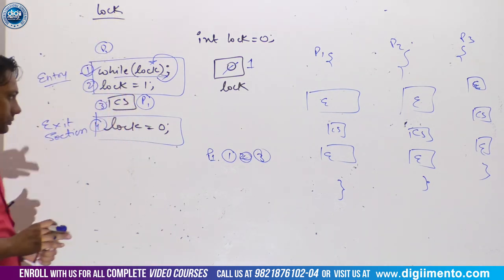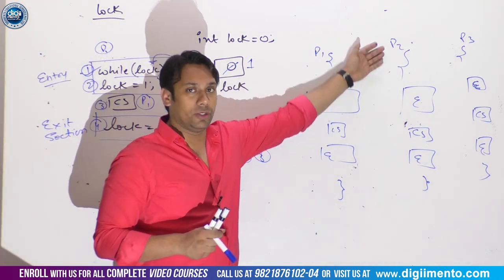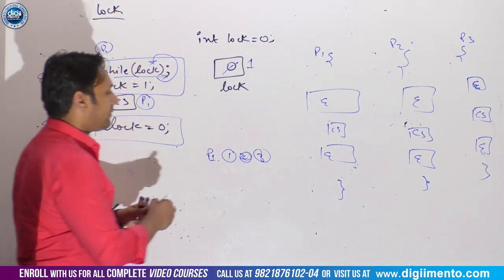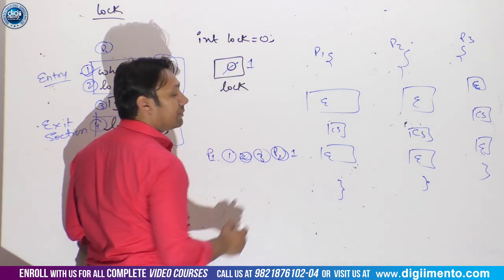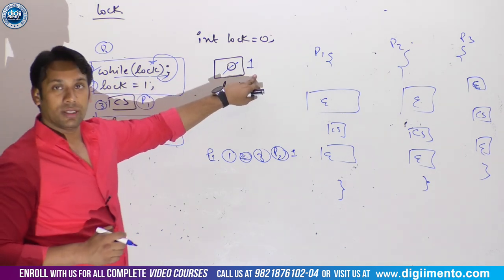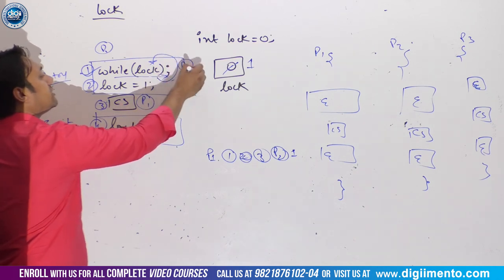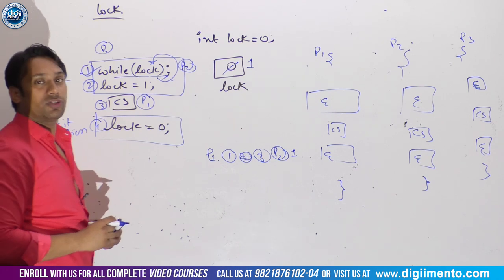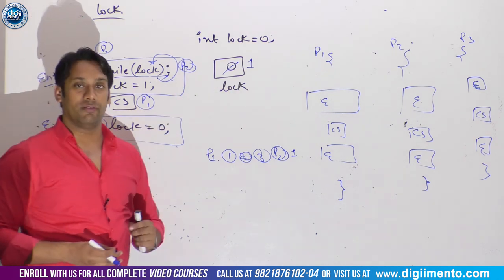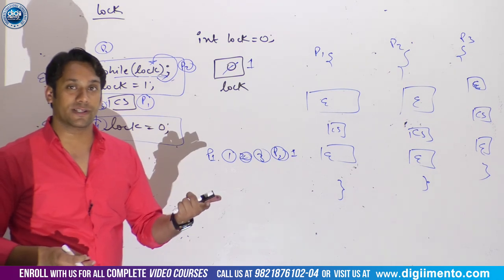इतना क्लियर है सबको? अब उसके बाद let us assume that P2 process also wants to enter the critical section. तो P2 प्रोसेस क्या करेगा? What will the P2 process do? So P2 process will execute line number 1. And what is line number 1? While lock, but the value of lock is 1. That means P2 process will revolve inside this while loop. P2 process will be stuck inside this while loop because the value of lock is 1. So that means P2 process cannot enter the critical section, only P1 process is in the critical section, correct?